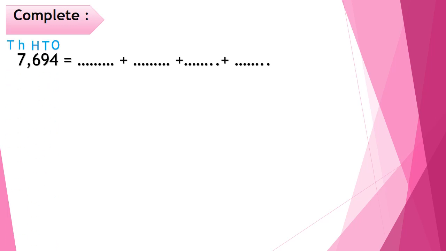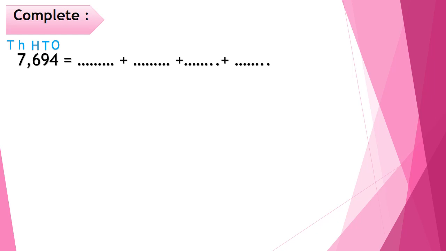Let's practice on expanded form. Here we have a number. Let's read this number. 7,694. To find the expanded form, it means to add the values. So, to add the values, we should write the places first. Ones, tens, hundreds, and thousands. Okay?